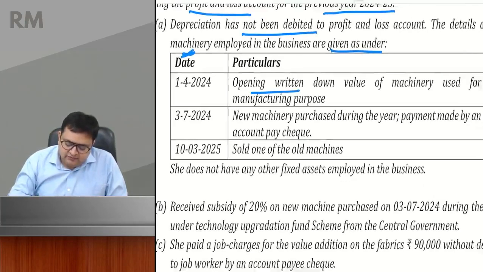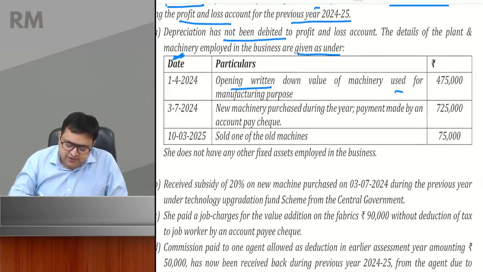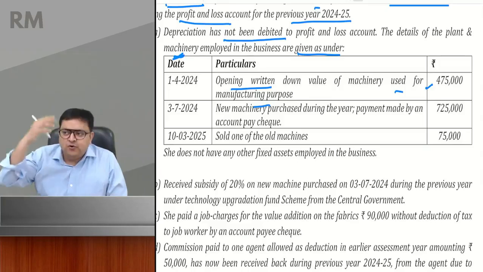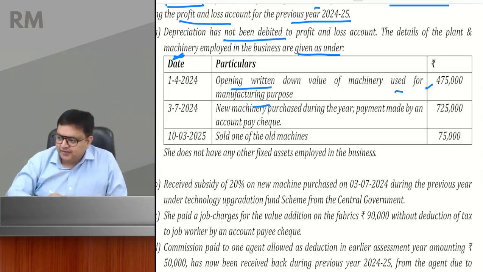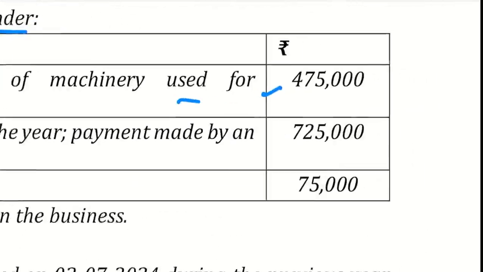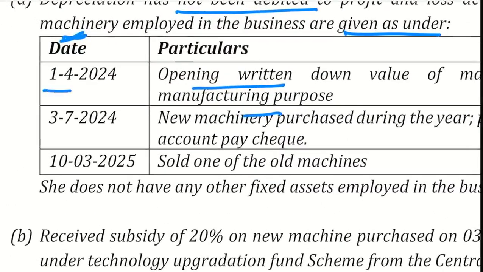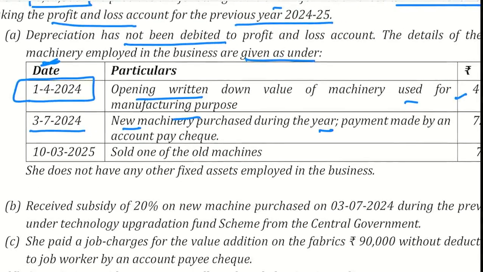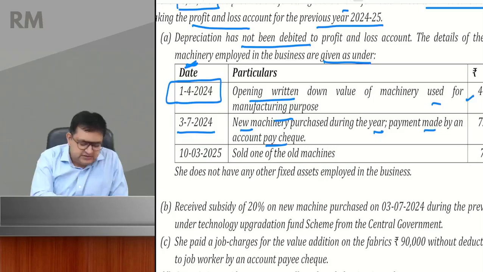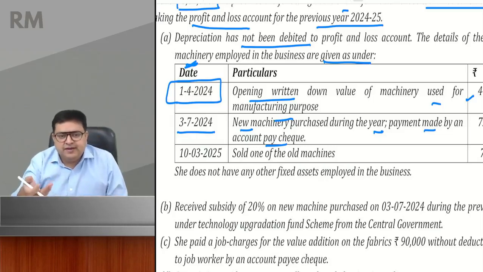Opening written down value of the machine used for manufacturing purpose is 4,75,000. This was the opening value, on 1st April 24. On 3rd of July 24, new machinery was purchased during the year. Payment was made by account payee cheque. It's good that she has made the payment by account payee cheque, because any payment more than 10,000 otherwise will not be considered.